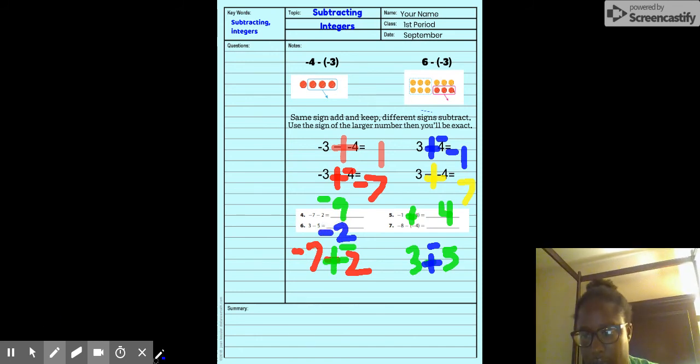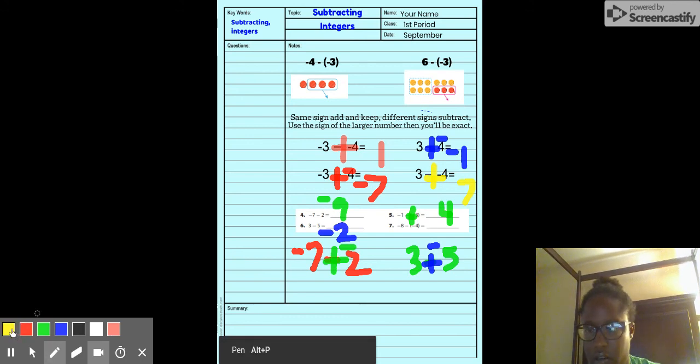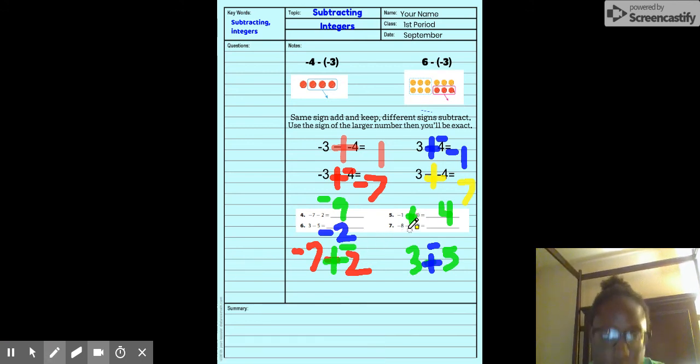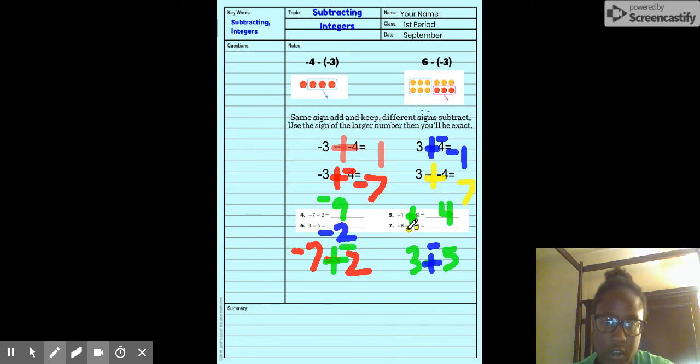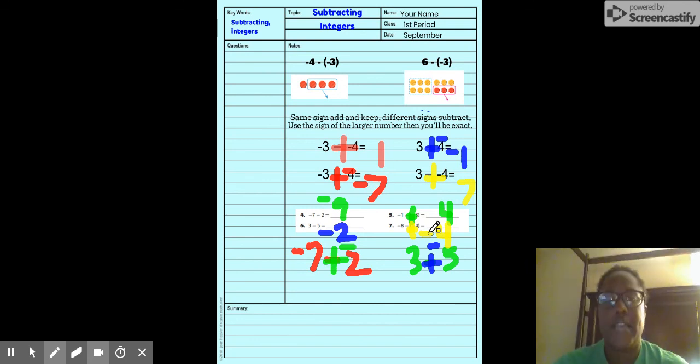And then we have this one over here. So this is double subtract a negative. So this is going to end up being a plus. So we have different signs. So this is going to be 4. Keep the sign of the larger number. So this one's going to be negative 4. There we go. All right.